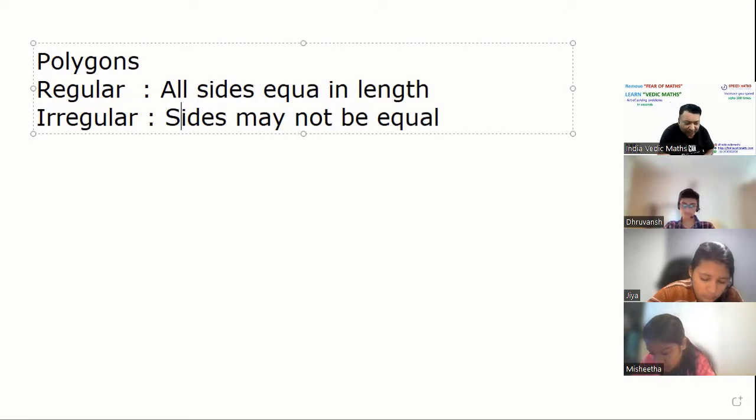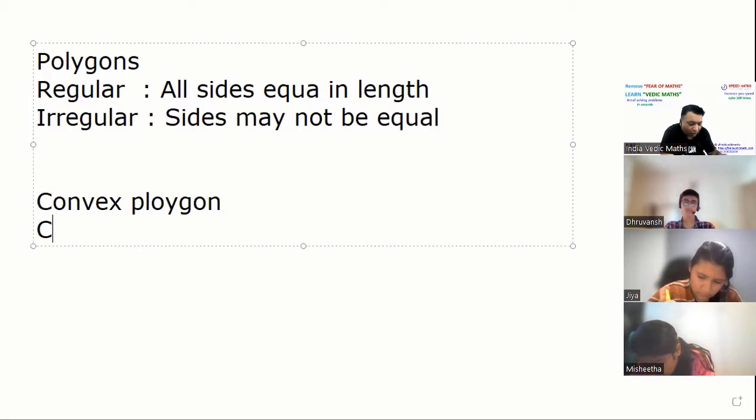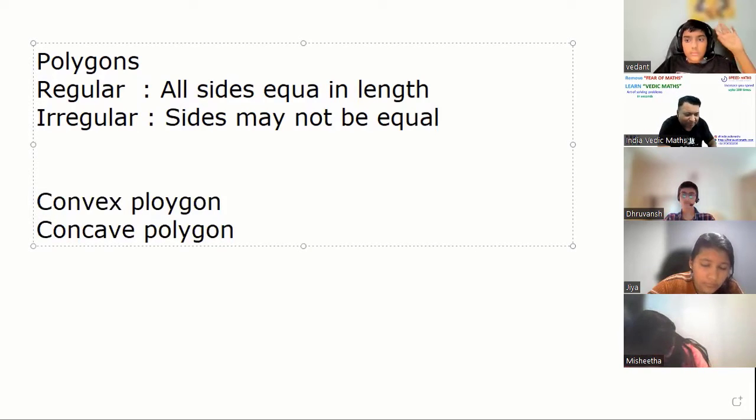Now, there is another way of saying convex polygon: concave polygon. What is cave? What do you mean by cave? Simple cave. Have you visited a cave? गुफा, cave. Sir, curve object. Curve भी हो सकता, नहीं हो सकता.